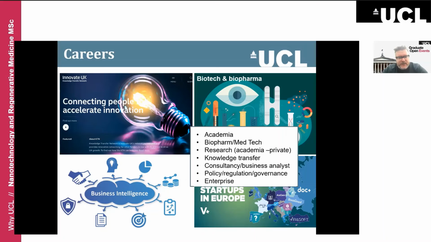So careers, what do people do afterwards? Well, it really depends on the student and what they're doing. Obviously we always have a proportion of medics, maybe 10 to 20% of the course, who join at different stages of their clinical pathway or career structure. And they obviously continue largely with their clinical career.